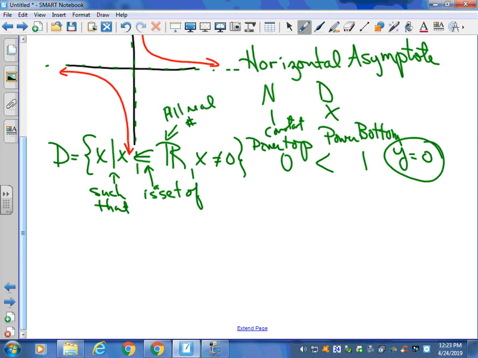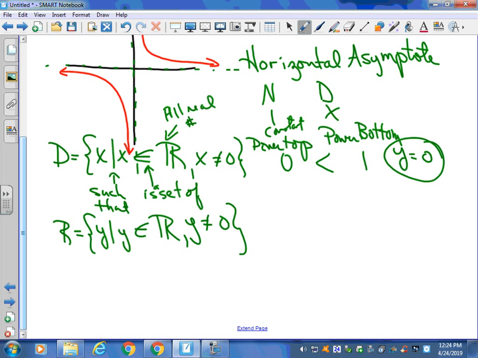So when you do a domain or a range for a rational function, you put on the end what the vertical asymptote is, because it can't be that. And then for the range, you do the same thing for y. Y can't be 0 either in the original function. And so that's how you can tell the domain and range.